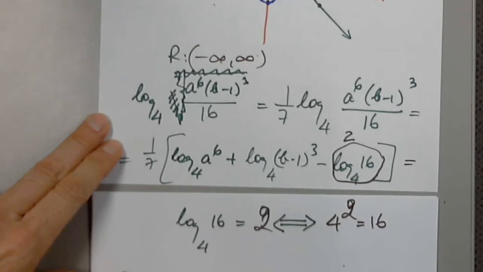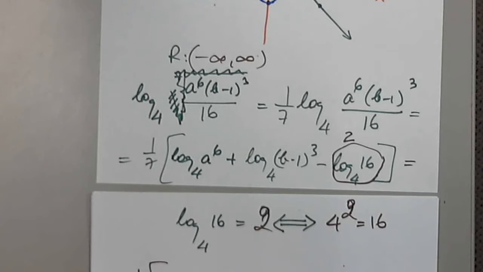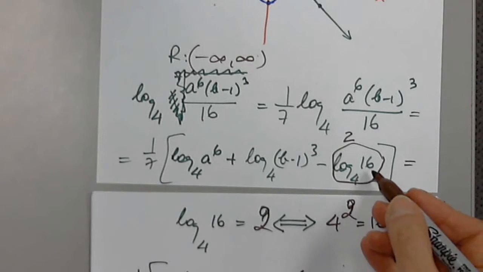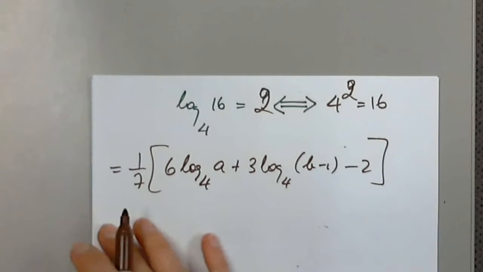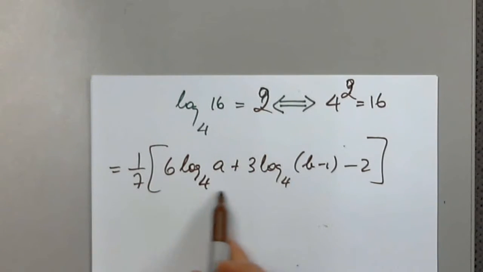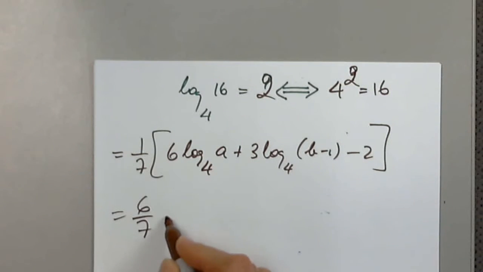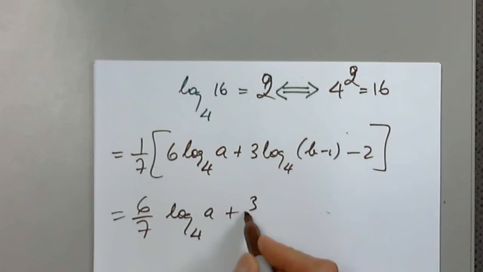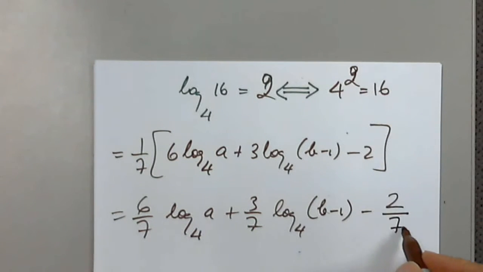So I continue now. 1/7 brings 6 in front. 6 log base 4 of a plus, bring 3 in front, 3 log base 4 of b minus 1, and I change this into 2. Once I've done that, I did not deduct points if a student stopped here, but I would rather put this 1/7 and distribute 1/7 to all 3 terms. So this is 6/7 log base 4 of a plus 3/7 log base 4 of b minus 1 minus 2/7.